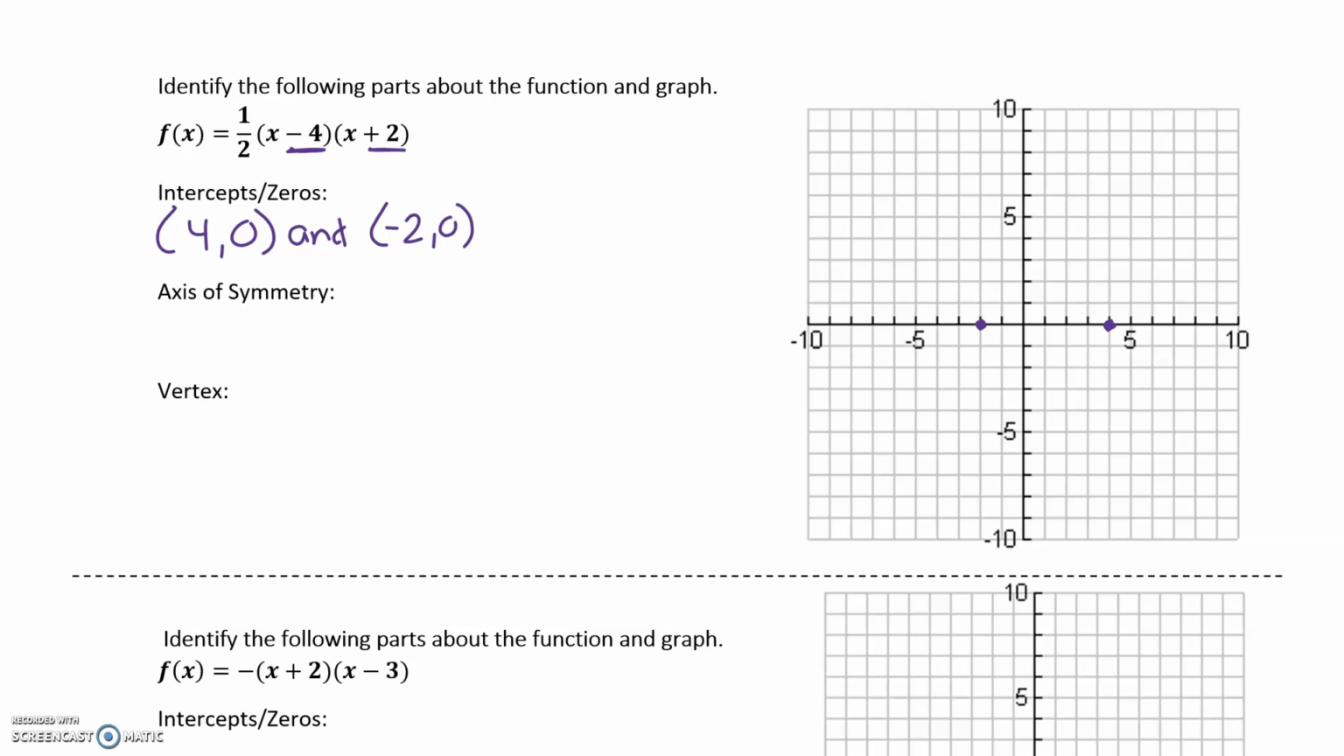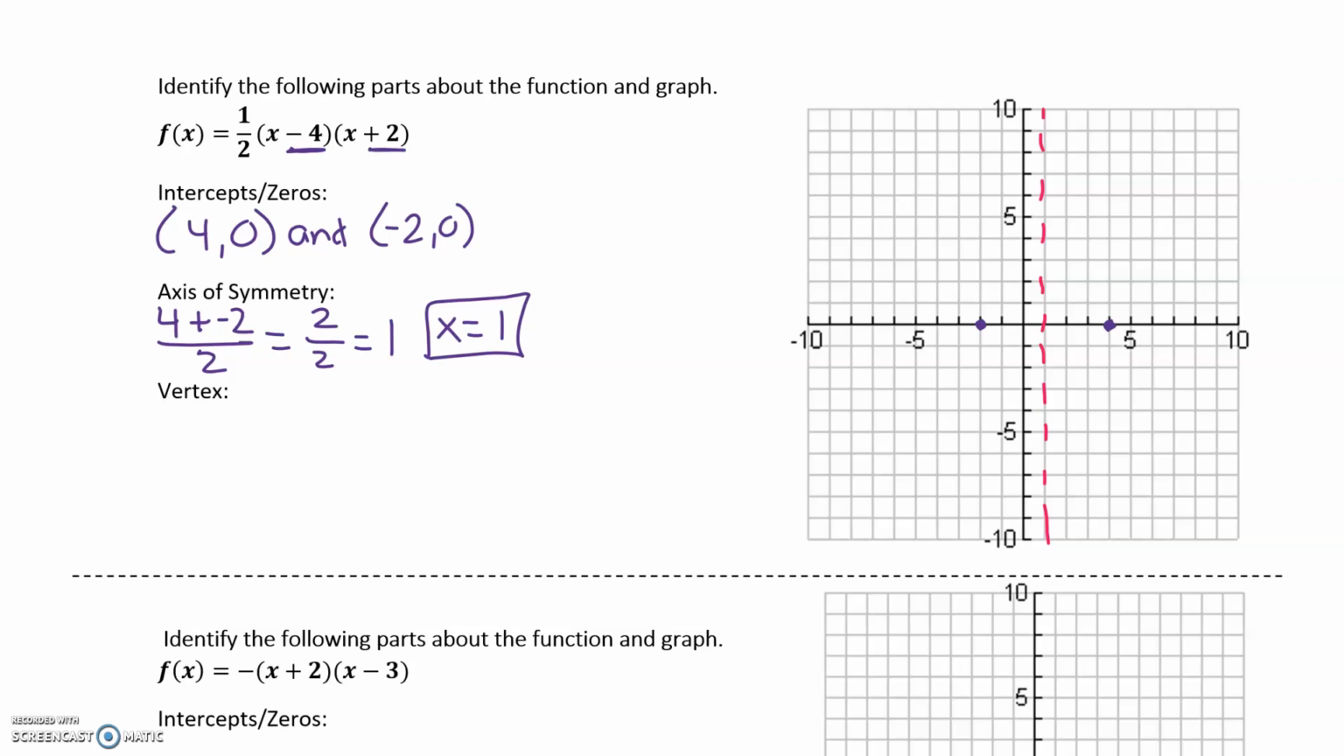My axis of symmetry should be halfway between them. So I'm going to take those, add them together, and divide by 2. So this is going to be 2 over 2, which is going to give me 1. So x equals 1. I'll go over here. This should look like it's going to be right in the middle. We can double check and say, hey, it's 3 from the left and 3 from the right.